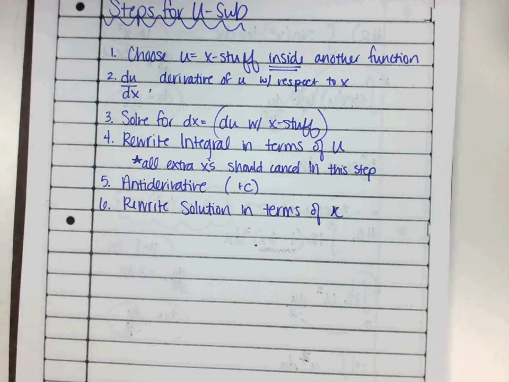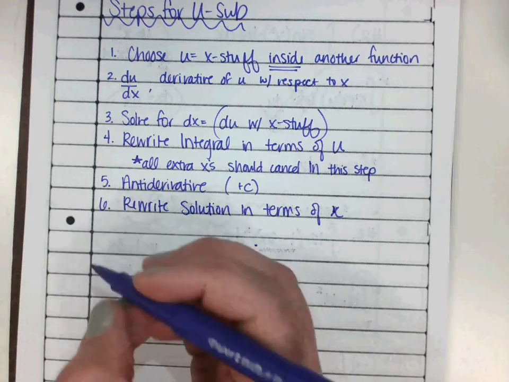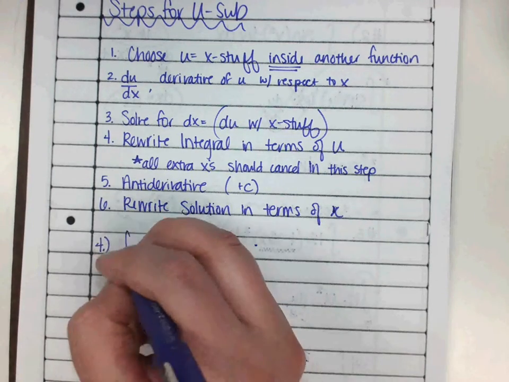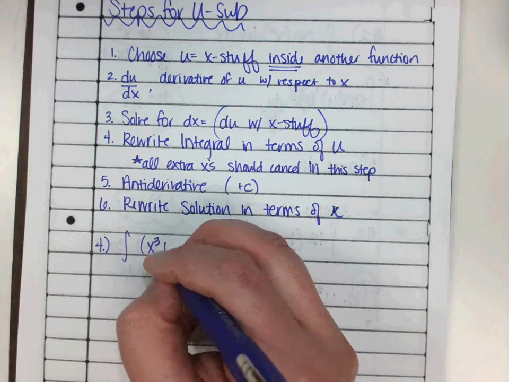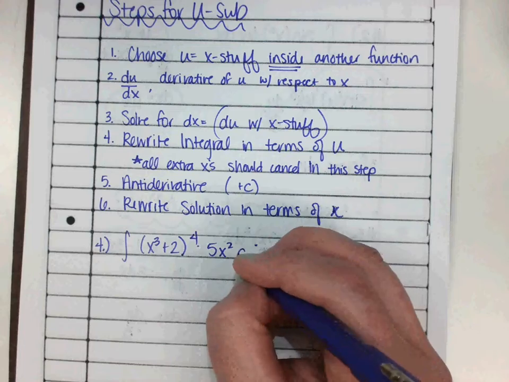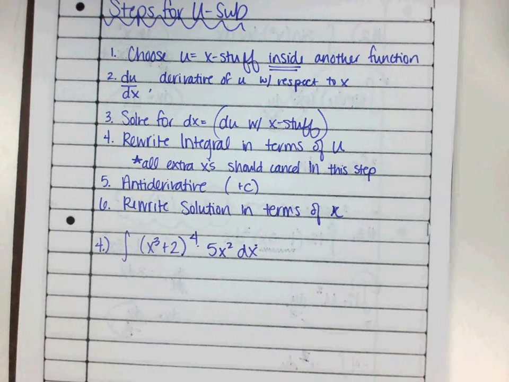Okay, which leads us to our 4th example. You ready? It's going to be the integral of x cubed plus 2, to the 4th, times 5x squared dx.